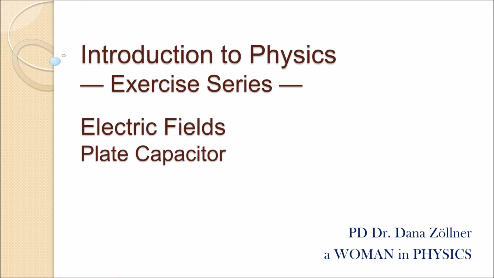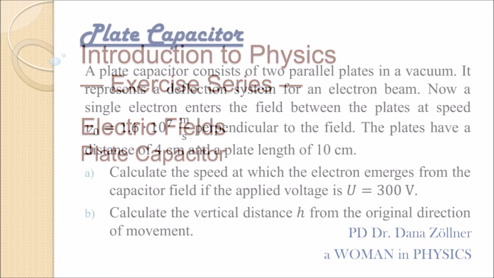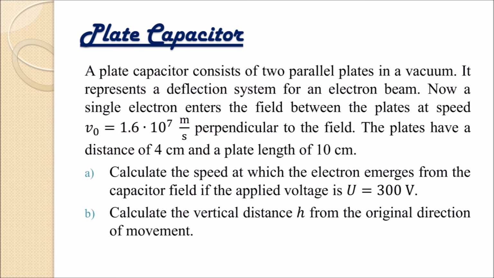What are plate capacitors? Basically, a plate capacitor consists of two parallel plates, mostly in a vacuum. It represents a deflection system for an electron beam. And in today's task, we will focus on a single electron.